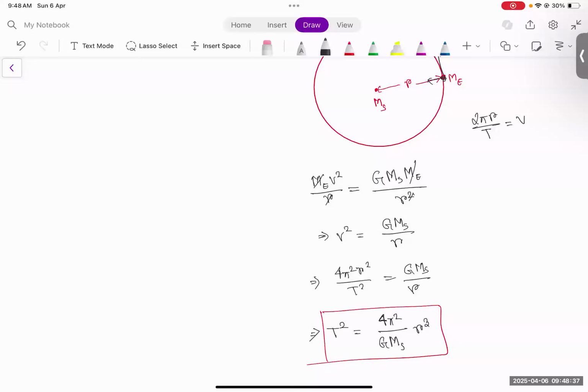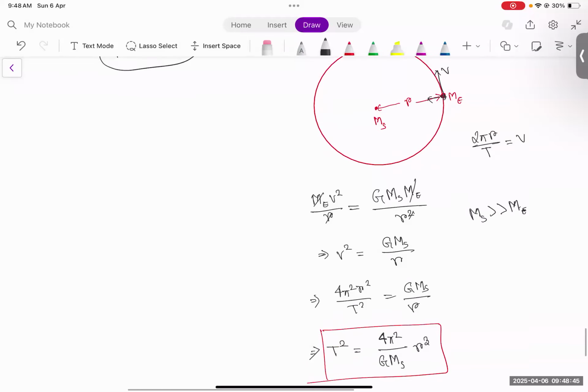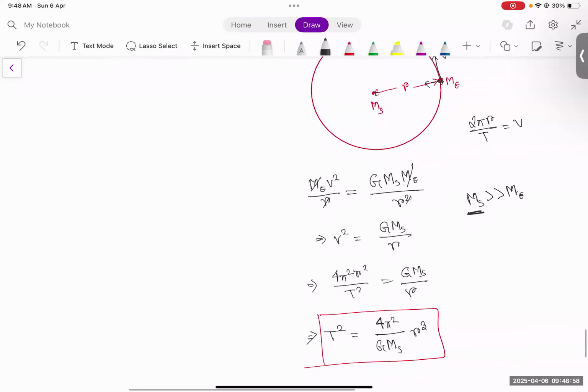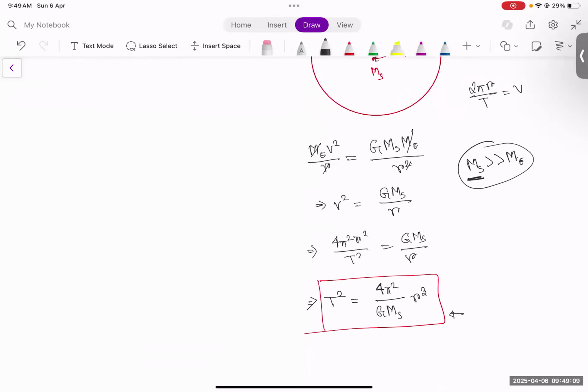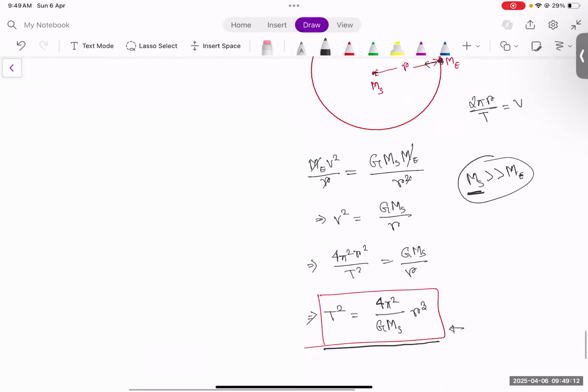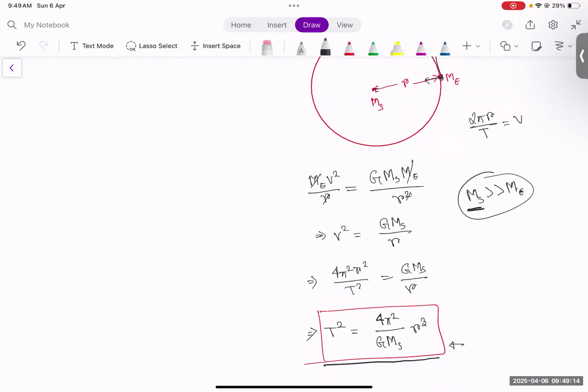This is assuming Ms is much larger than Me. When did you assume this? When you assumed that our sun is stationary, then we are assuming that Ms, the mass of the sun, is much greater than earth's mass. Otherwise the sun would also move, and then we would have a different scenario. We will work on that scenario a bit later, but this is the case we have when the mass of one object is much larger than the other object. And notice, in this equation the mass of the lighter object doesn't appear. Me doesn't appear anywhere.